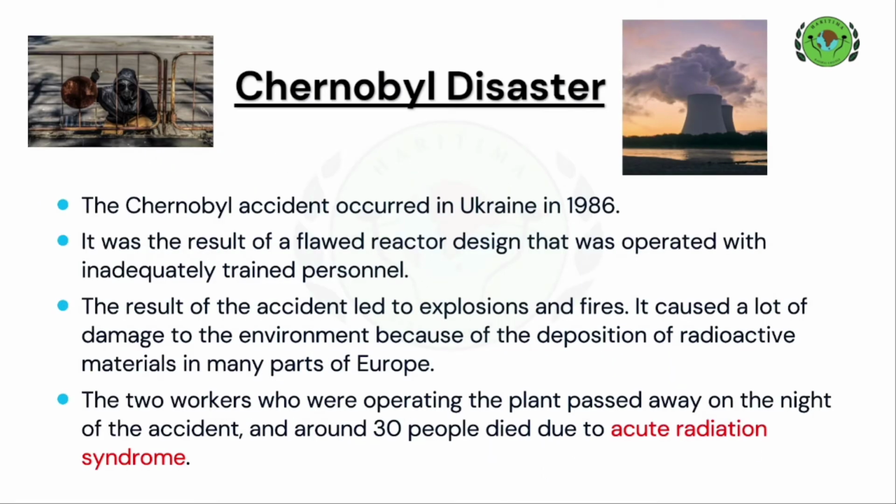Chernobyl Disaster. The Chernobyl accident occurred in Ukraine in 1986. It was the result of a flawed reactor design that was operated with inadequately trained personnel. The accident led to explosions and fires.